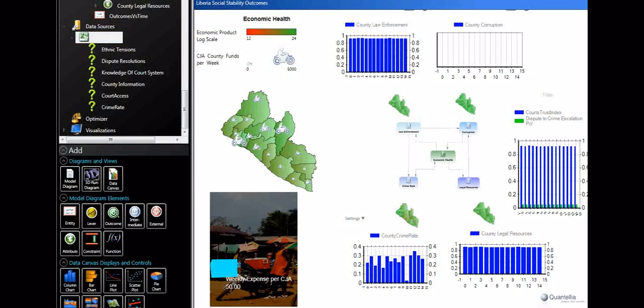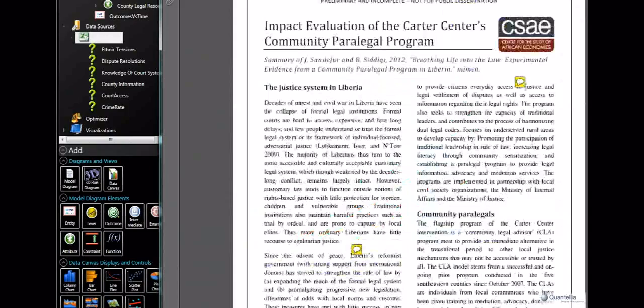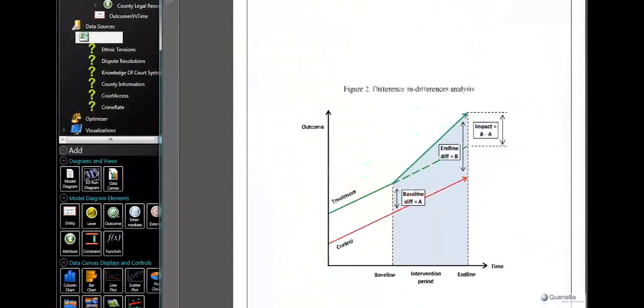Another important data source that we used here is this paper by Sandefur and Siddiqi called The Impact Evaluation of the Carter Center's Community Paralegal Program. These folks talk specifically about how when CJAs are in a region, they create kind of a difference of differences. So what you can see is that any metric that you might measure is improving over time anyway, even without an intervention like the CJAs. But a CJA program can have this kind of difference of differences impact. It changes the rate of improvement of something. And so it was this kind of analysis that we used in a lot of those causative links in this model, showing how CJA investment impacted other factors.